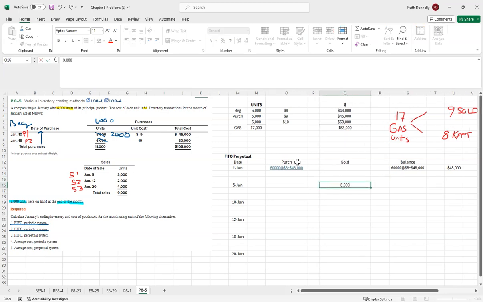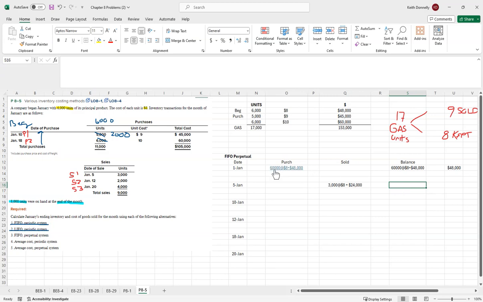3,000 units. But here's the deal, right? This is FIFO perpetual, so this is going to be from the first in, first out. We're going to be drawing from this pile up here, the $8 pile. So it's 3,000 at $8, which is going to equal 24,000.